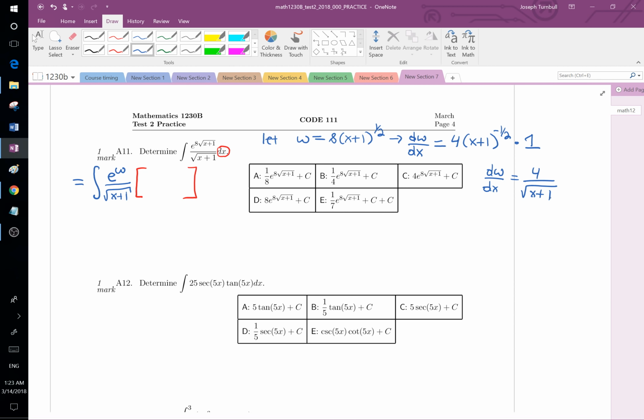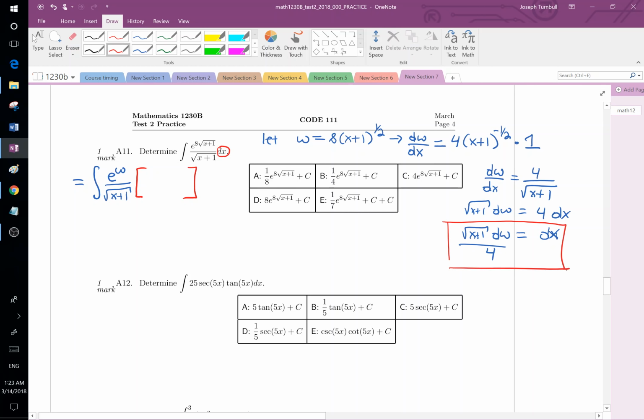Now I'm going to rearrange this to get dx all by itself. Cross multiply. Square root of x plus 1 times dw is equal to 4 times dx. Then divide both sides by 4. So dx is equal to the square root of x plus 1 times dw all over 4. And there's my object that I'm going to use to replace the dx. dx gets replaced by the square root of x plus 1 times dw all over 4.